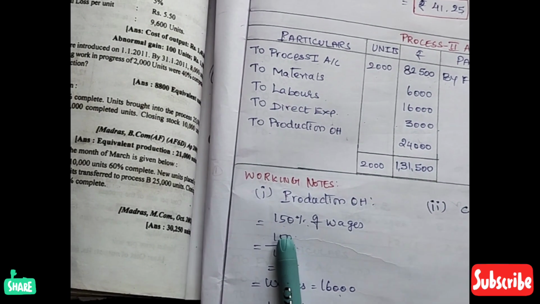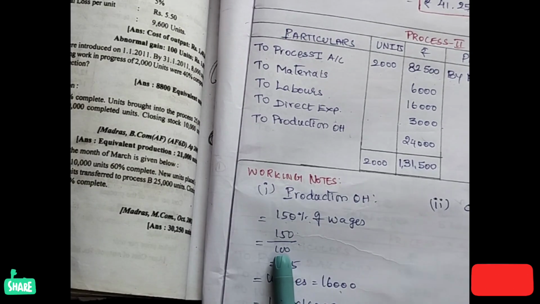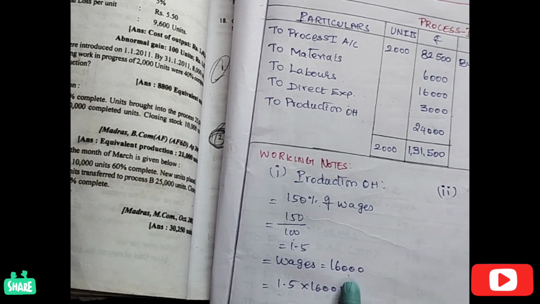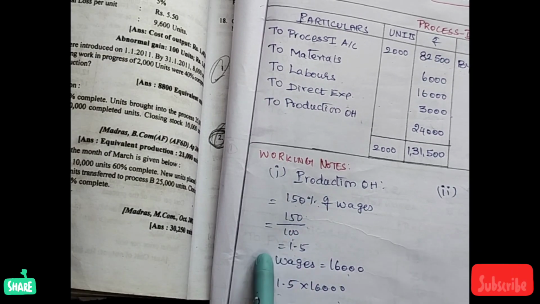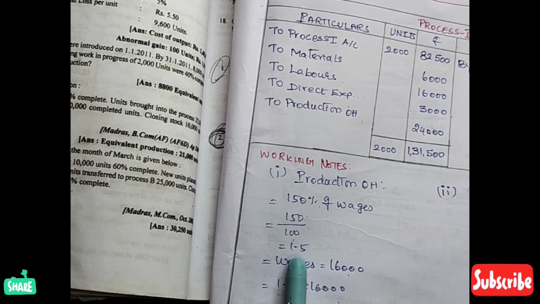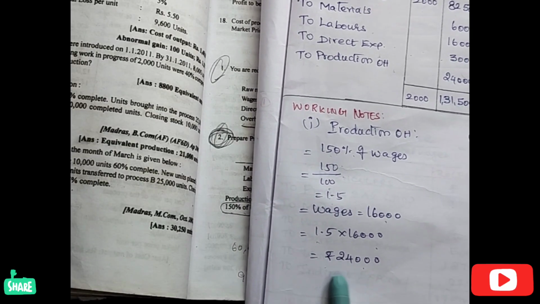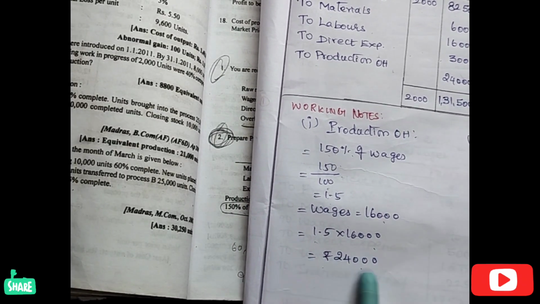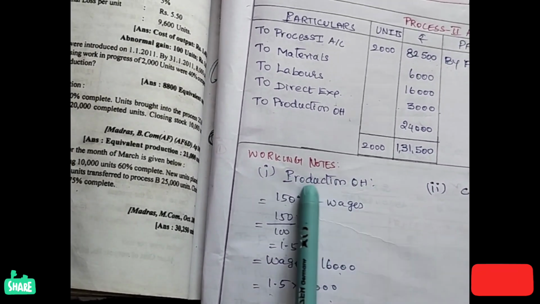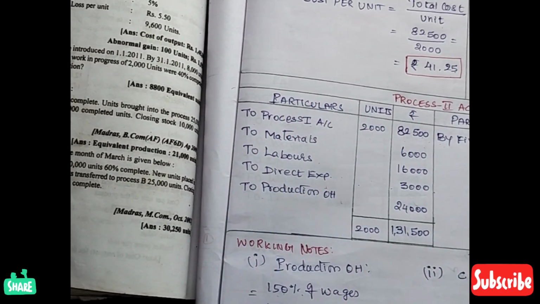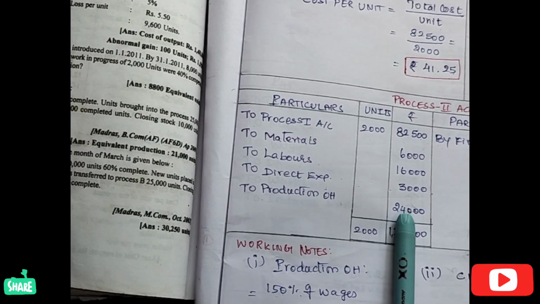150% means 150 divided by 100 of process 2's wages, 16,000. 150 divided by 100, after cancelling, you will get 1.5 into 16,000 rupees. You will get 24,000 rupees. That 24,000 rupees is called the production overhead. You have to enter it on the debit side as production overhead. After calculation, 24,000 rupees.